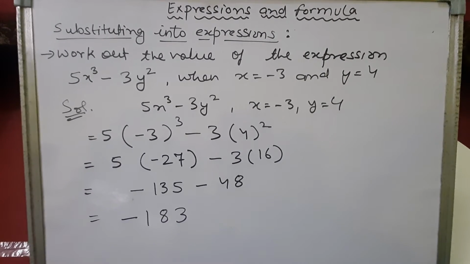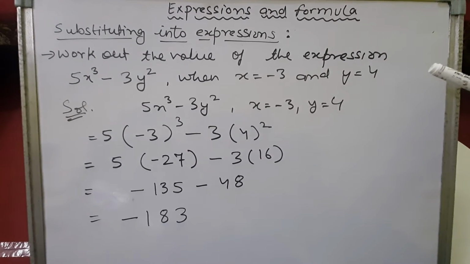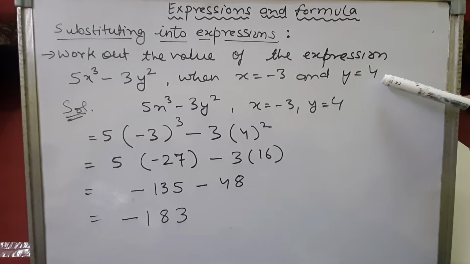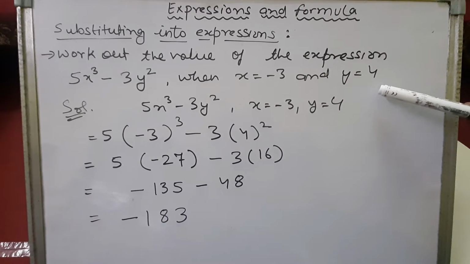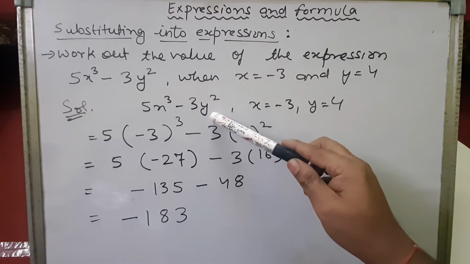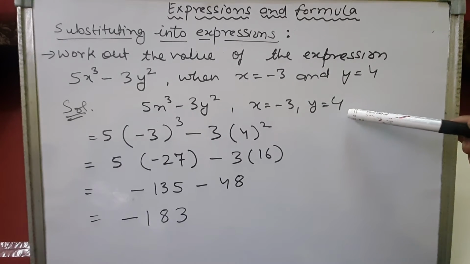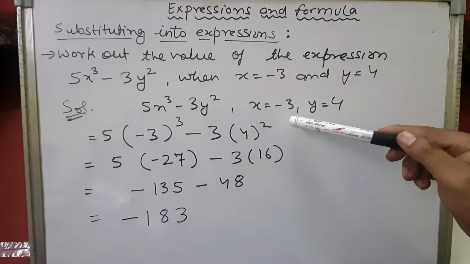Let's see another sum, children. This sum is similar to the previous one. Work out the value of the expression 5x cube minus 3y square when x equals minus 3 and y equals 4. Now this sum is different because here the exponent is used. We have x cube and y square, and the value of x is minus 3 and the value of y is 4. So what we'll do first, let's substitute the value of x and y.